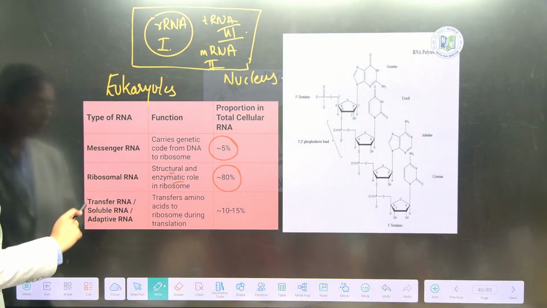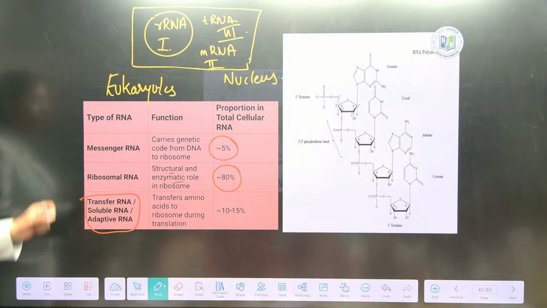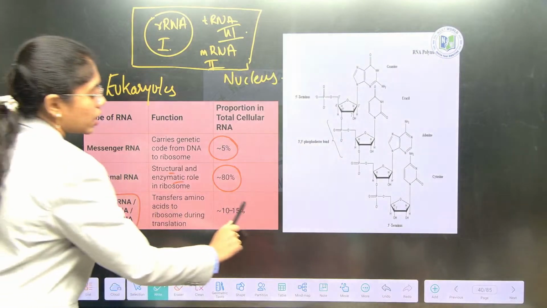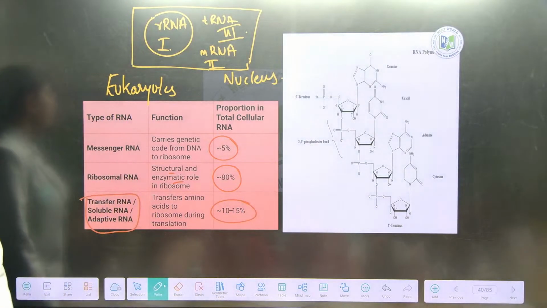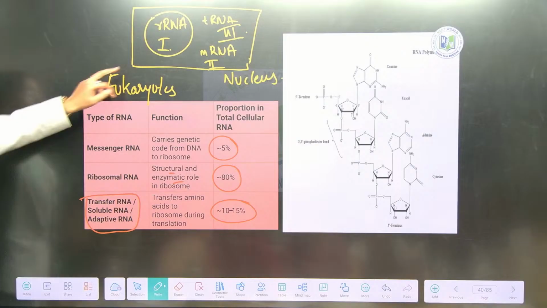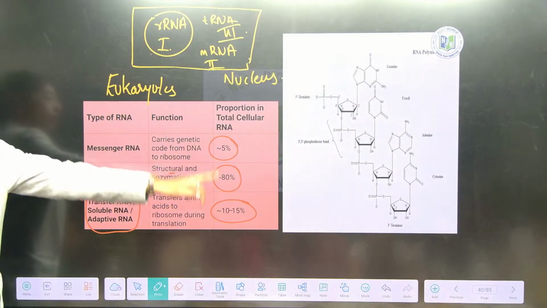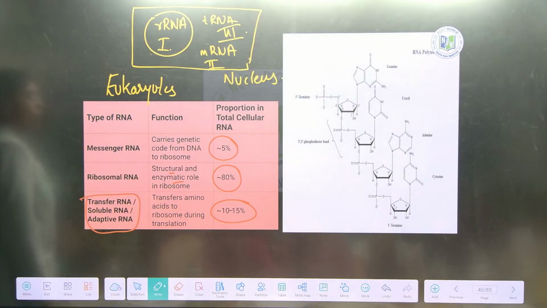tRNA, soluble RNA or adaptor RNA, transfers amino acids to the ribosome during translation. It is just 10 to 15% of total RNA. Take down quickly the RNA polymerases which synthesize the different types of RNAs and the amount of RNA that is present.